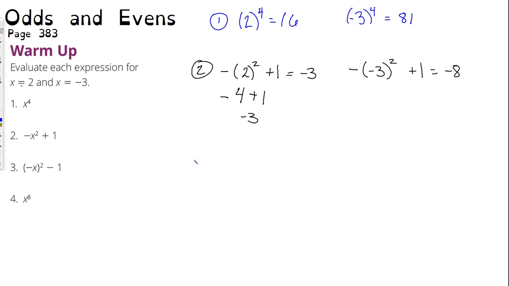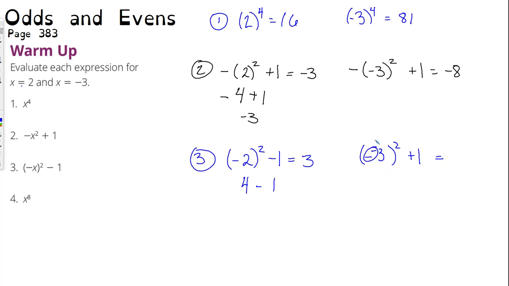Then we're going to go on to 3. We have the negative inside the parenthesis this time. So negative 2 squared minus 1. So negative 2 squared is what? 4. I went negative 2. All of it's 4, and so that'd be 4 minus 1, which is 3. And so we have negative 3 squared plus 1. So that makes that positive 3 when those combine. So we have 10 as our answer.